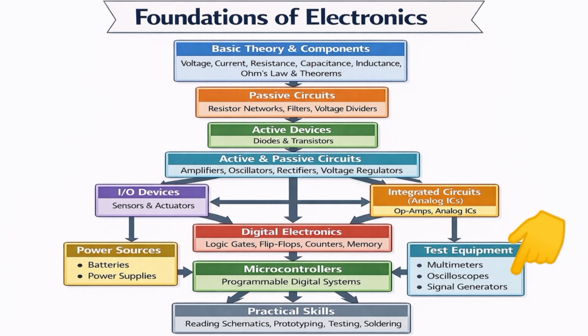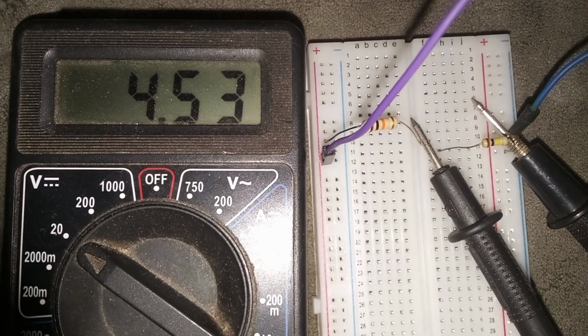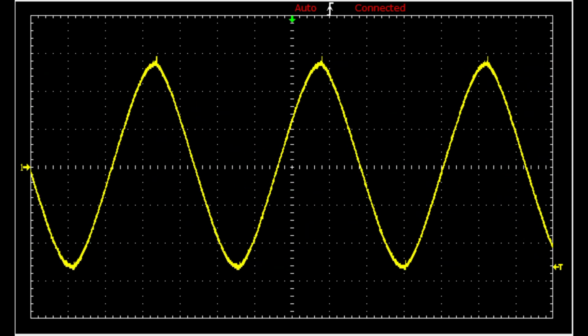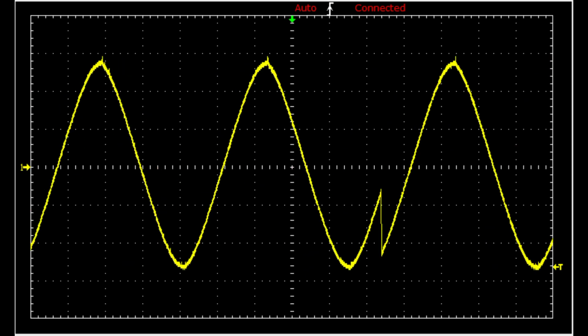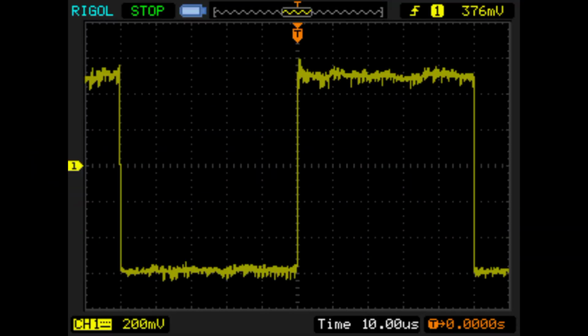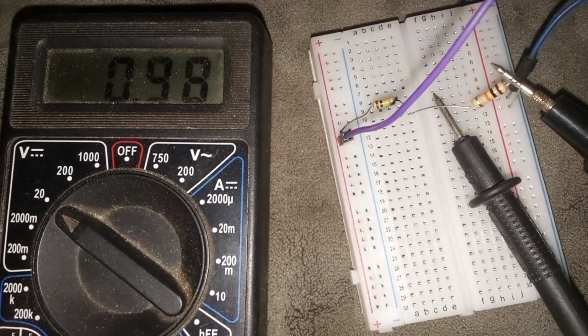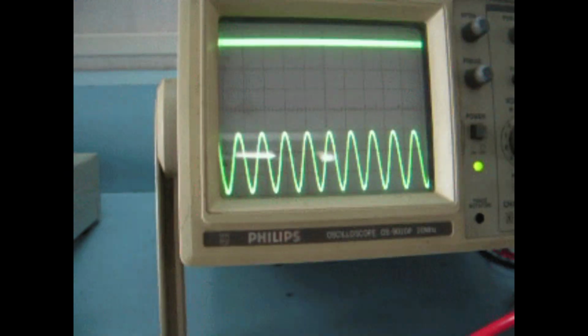And at the same time, you must learn how to measure what is happening by using test equipment such as multimeters, oscilloscopes, signal generators, power supplies. Why? Because these tools let you see voltage, current, frequency, and waveform behavior. Without measurement, you are only guessing. And engineering is not about guessing.